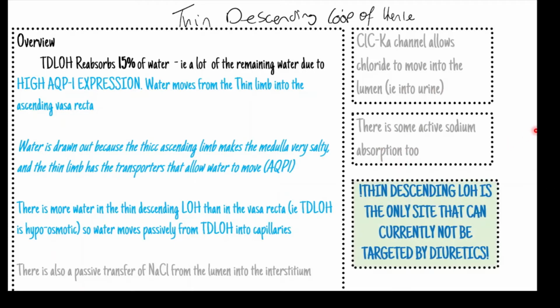And in terms of pharmacology, the thin descending limb is nice and easy. It's the only site that cannot currently be targeted by diuretics. So there's no drugs that act on it really, essentially.